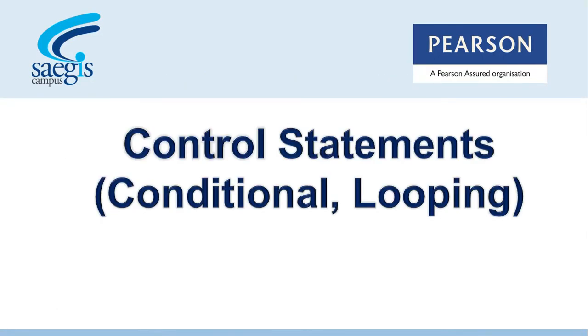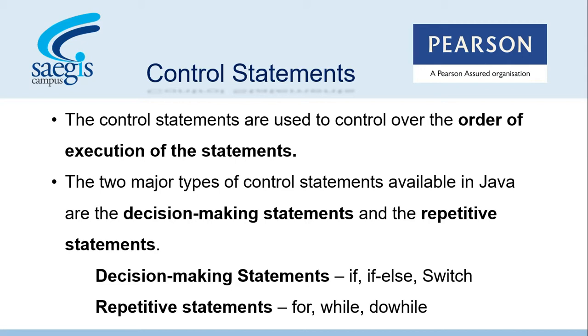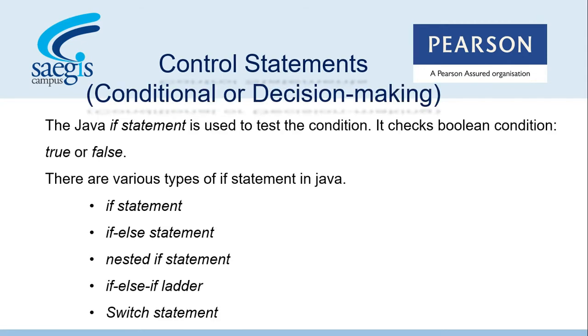Then we'll see the control statements. In the control statements, we are going to learn about conditional and looping statements. These control statements are used to control the order of execution of statements. The two major types of control statements available in Java are decision making statements and repetitive statements. Under decision making statements we have if else and switch, and under repetitive statements we have for, while and do while.